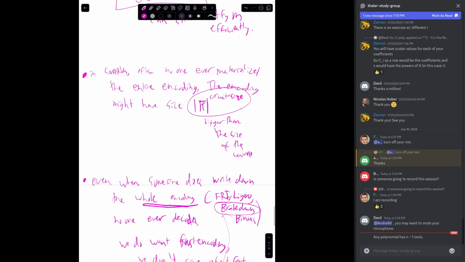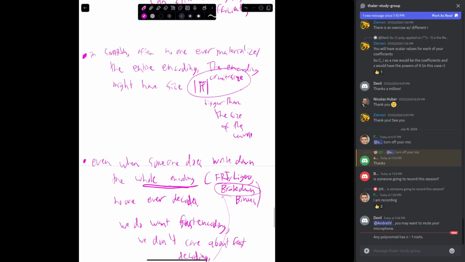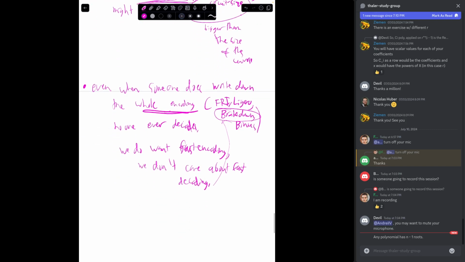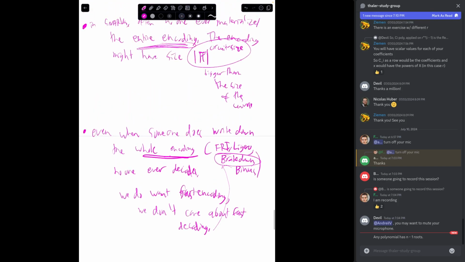So these are funny caveats about error correcting codes and how they arise in SNARK design. Often no one writes down the entire code word at all, so the encoding can be huge and it's okay. And sometimes people do write down the entire code word, but when they do, no one ever has to decode. So in some cases we don't even care about fast encoding. In other cases we do, but even then we don't care particularly much about fast decoding.